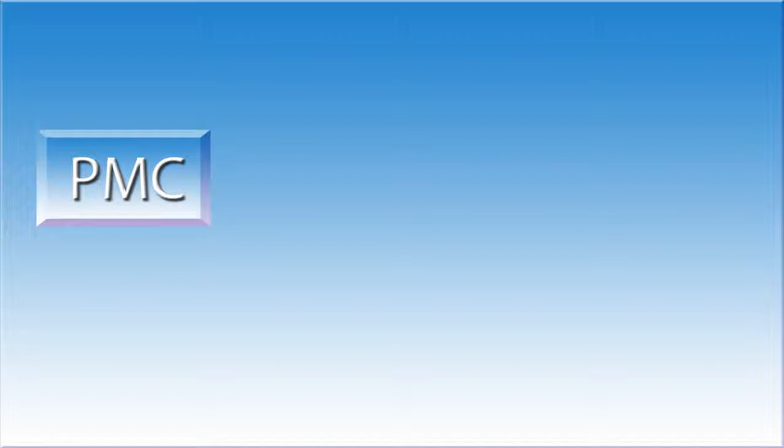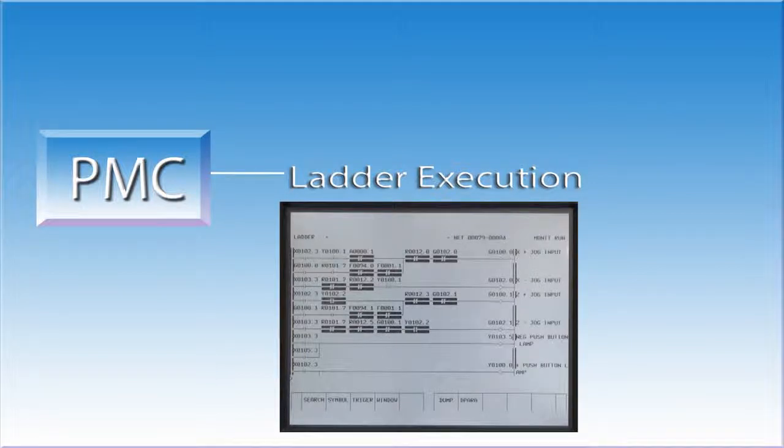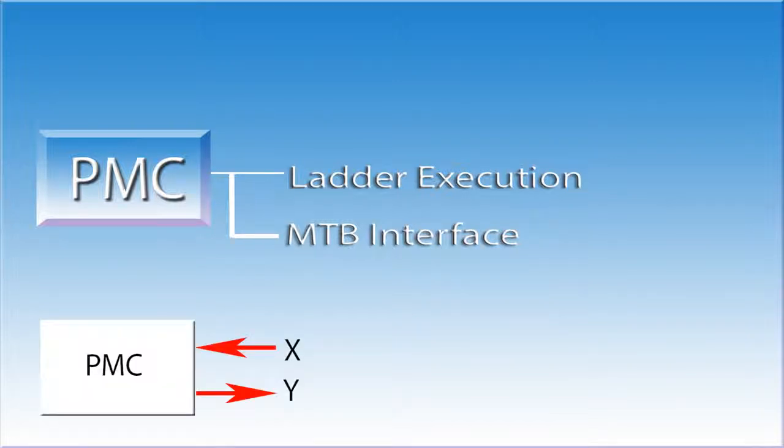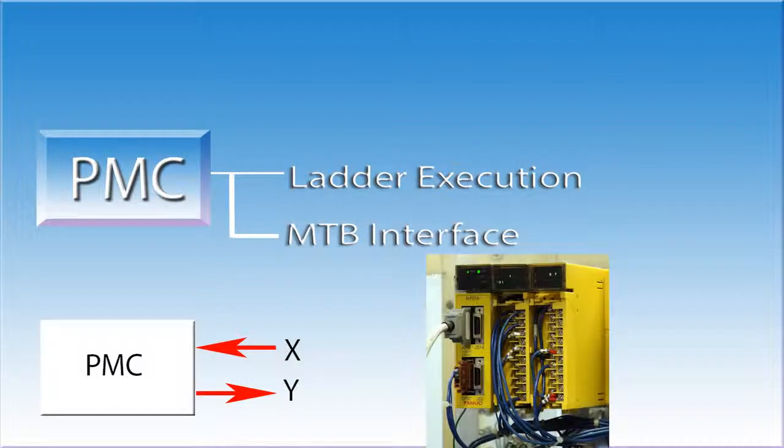The PMC also has four areas of responsibility. The first responsibility is ladder execution. It reads and executes the ladder logic commands that are created by the machine tool builder. The second area is the machine tool builder interface. The PMC talks to the machine through inputs and outputs. I call these real-world devices because you can put a meter on a wire someplace and measure the actual signal.